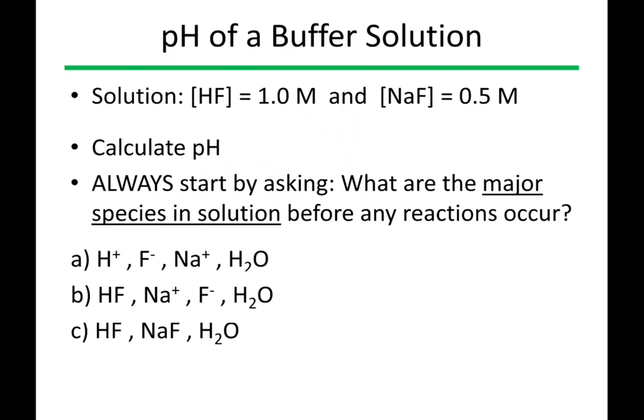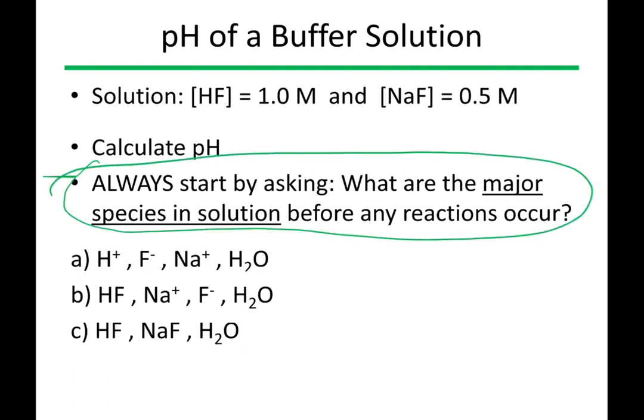Okay, so let's look at calculating the pH of a buffered solution. So we have a mixture of the conjugate acid and the conjugate base. When you're working through problems in this section, you always want to start by asking what are the major species in the solution before any reactions are happening. What are the major species if we put HF and NaF in a solution? Right, and this is the answer.